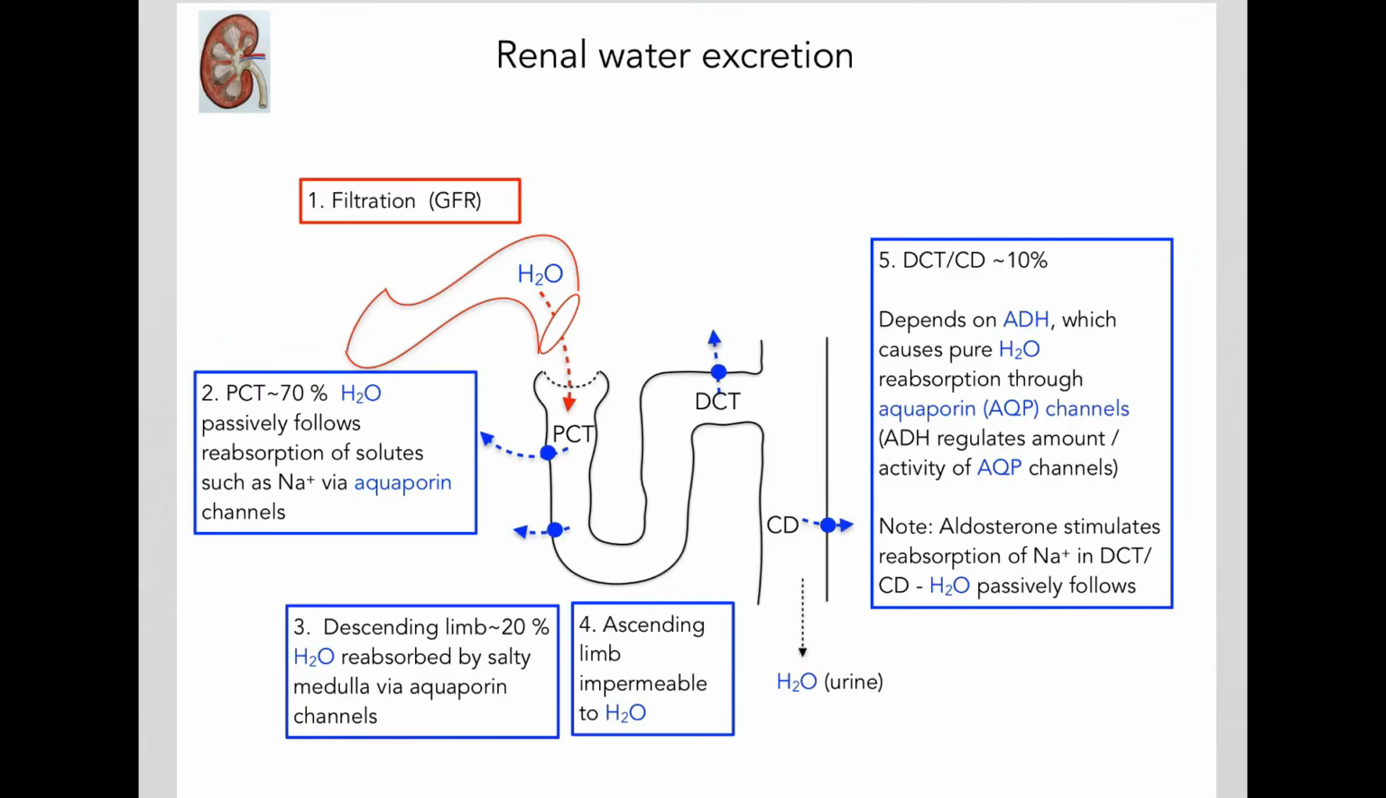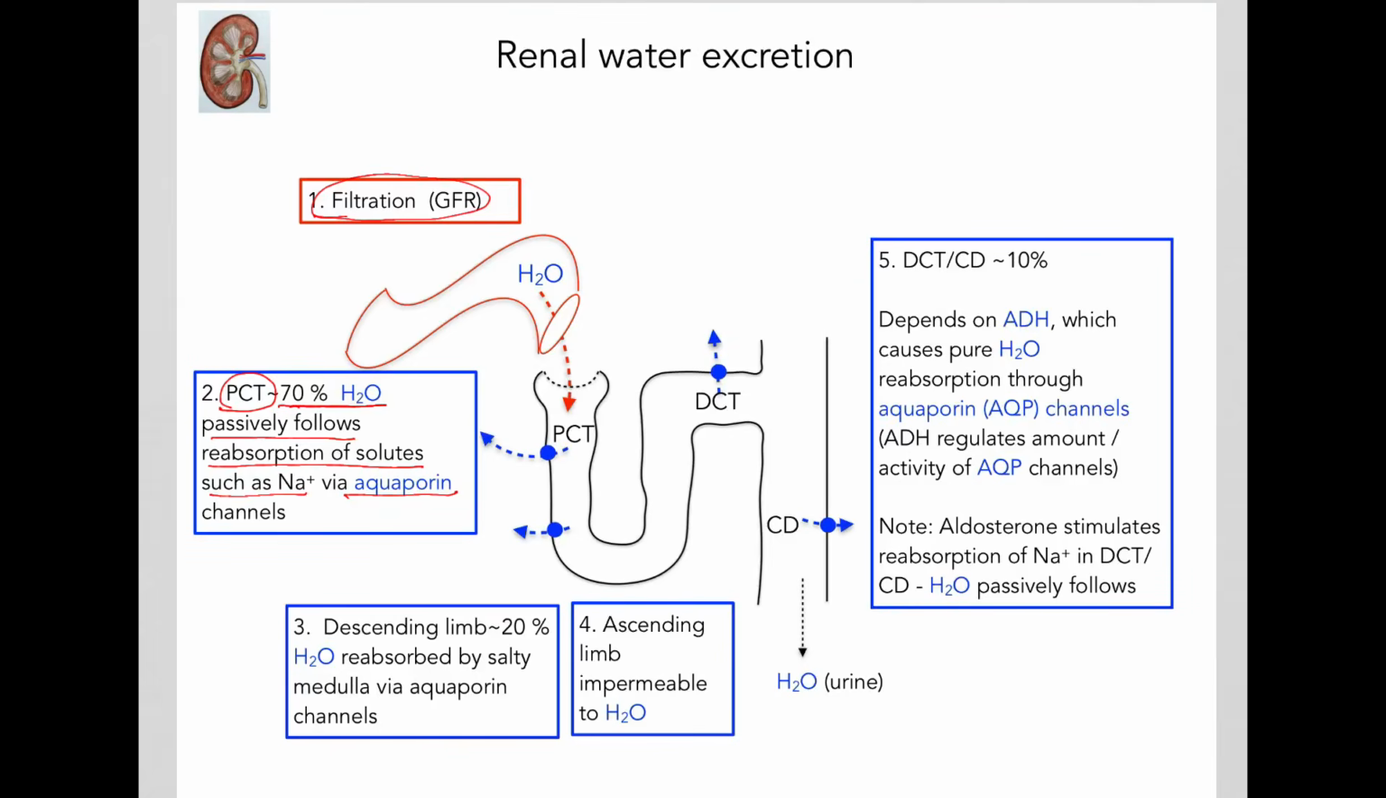So how is water excreted by the kidneys? Well, basically everything, all the small molecules plus water, will be filtered. Then in the proximal convoluted tubule, about 70% of the water will passively follow the reabsorption of solutes such as sodium. And this water will travel through aquaporin channels.